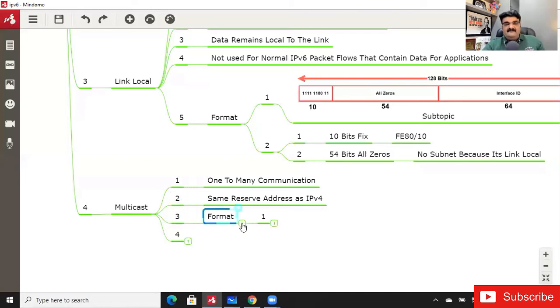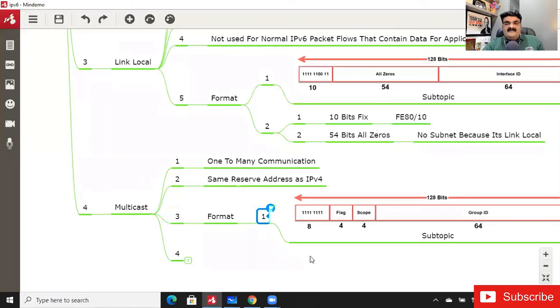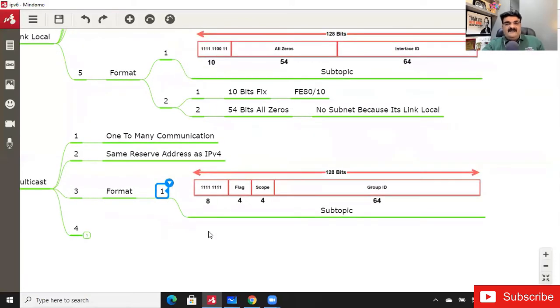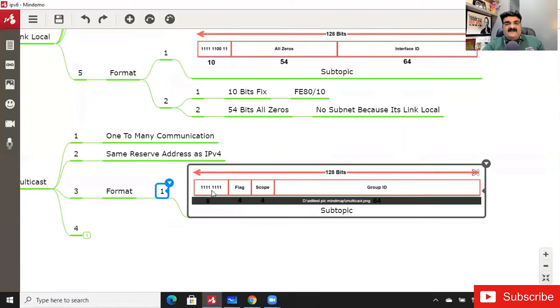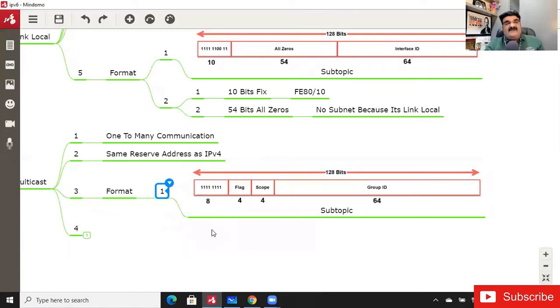Here is the format. The first bits are 11111111, which is FF. If all bits are one, it is F, and the second one is also F, so it always starts with FF. If the IP address starts with FF, this particular address is considered a multicast address, and multicast is useful for one to many communication.